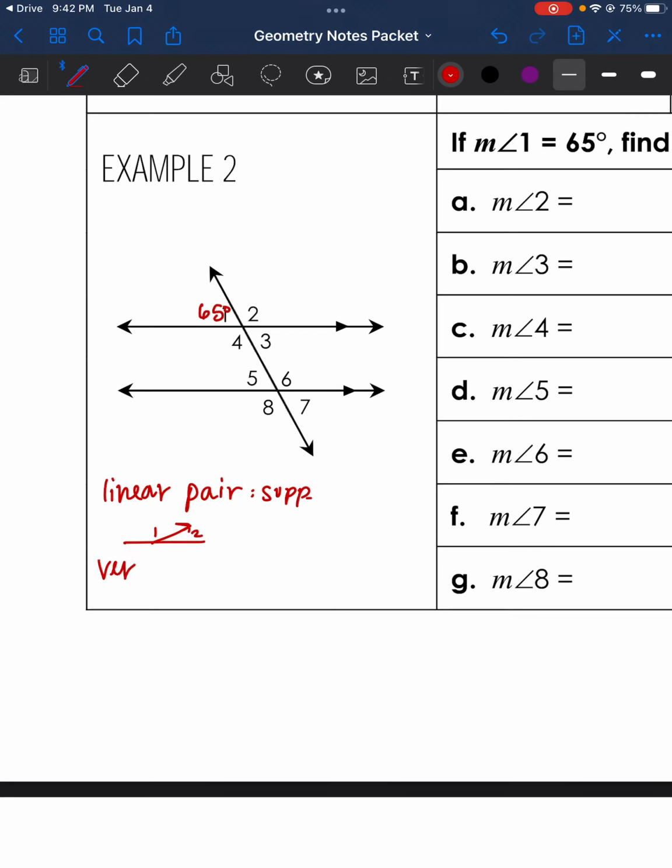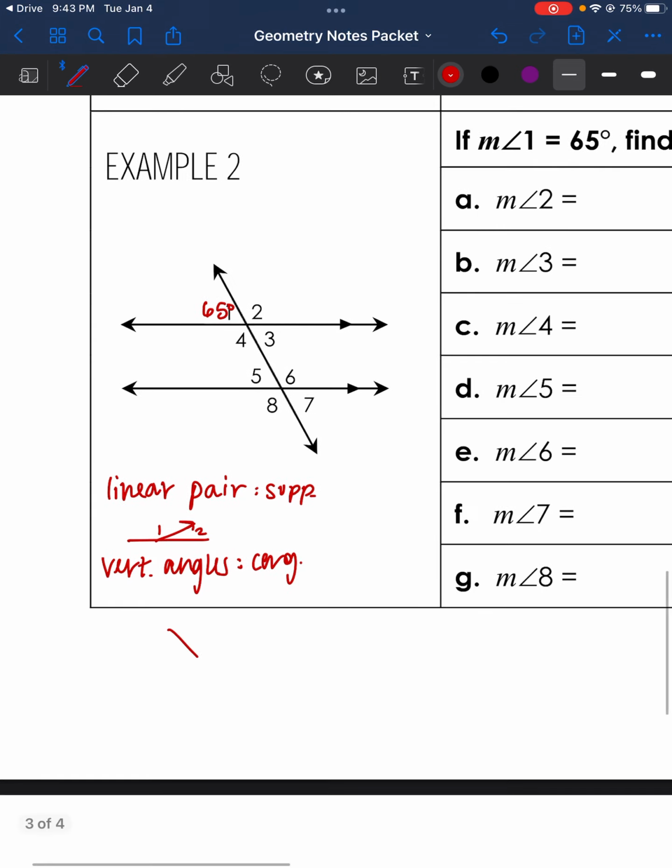We also know vertical angles are congruent. And vertical angles are those that are opposite each other at the vertex, like 1 and 2. Those are equal to each other. So we're going to also use this knowledge here to find the rest of it. I'm going to find this little group right here of 4 angles first, and then I'll move down to 5, 6, 7, and 8.